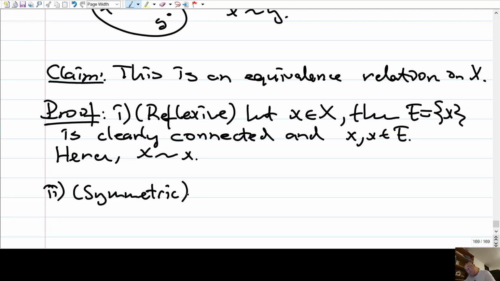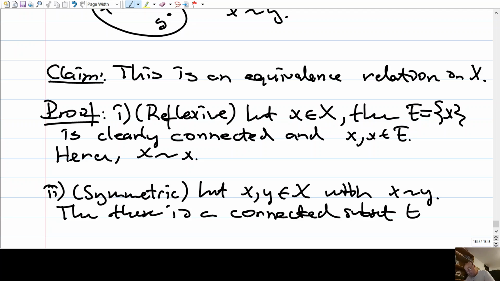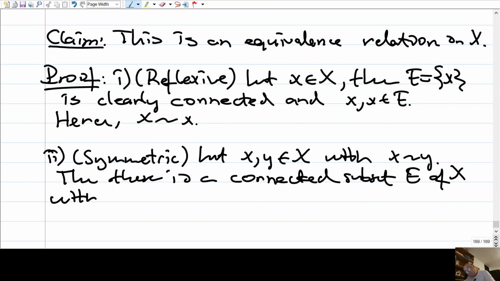Why is that? Well, let x, y be in X with x related to y. Then there is a connected subset E of X with both x and y in E.